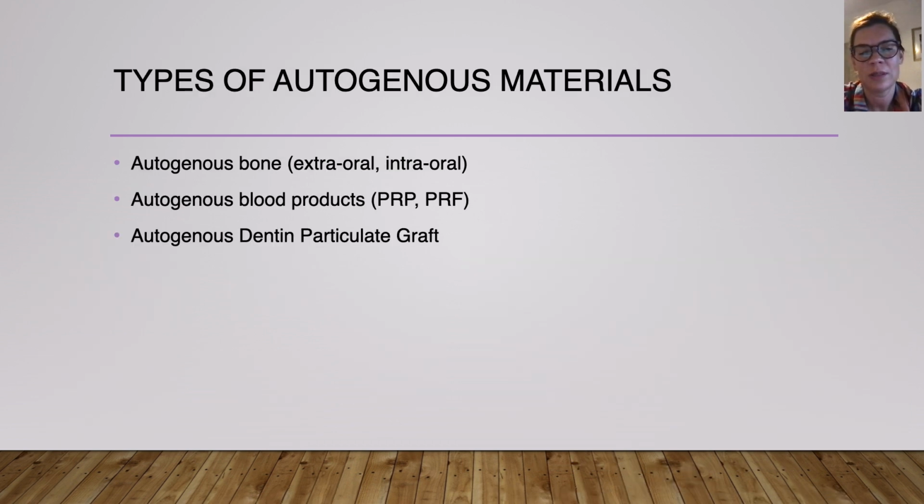What kind of autogenous materials could we use? First of all, we could use the autogenous bone, autogenous blood products, and autogenous dentin particulate grafts. The most common is the autogenous bone. We could harvest the bone from extraoral and intraoral sites. Extraorally, we harvest it only together with maxillofacial surgeons, and these types of surgeries are done under intratracheal narcosis, and from extraorally we could reach quite a big amount of own bone from the patient. So we use this type of surgery only when the defects are very big.